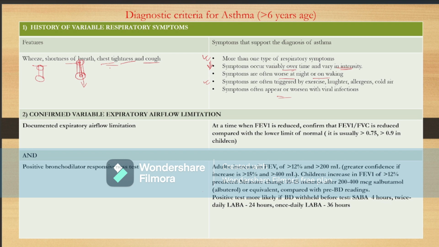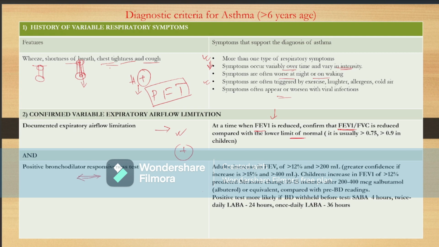Now, after taking the history, if we find that a patient is positive for the history, then we go for doing a pulmonary function test or lung function test. After doing the lung function test, we have to see the FEV1 level and the FEV1 by FVC level. If FEV1 is decreased or the FEV1 by FVC ratio is also decreased to a lower level, then we say the patient definitely has asthma. And along with this, we have to do a bronchodilator responsiveness test.